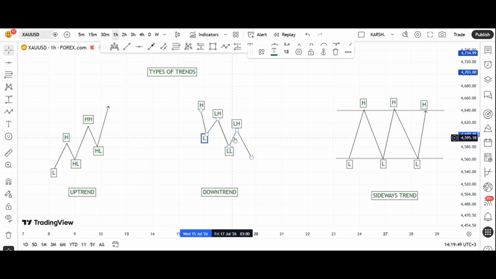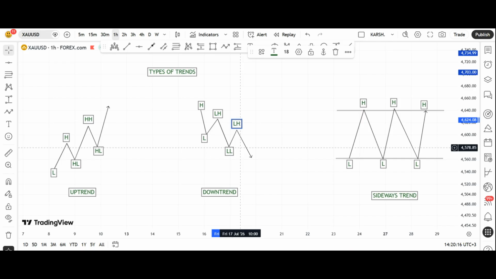When we went back up, it created again a lower high, because this high is lower than the previous high created here. This is a downtrend. You can identify a downtrend by looking at the series of lower highs and lower lows. In a downtrend, the opportunity you are looking for is sells. You're not looking for buys in a downtrend.